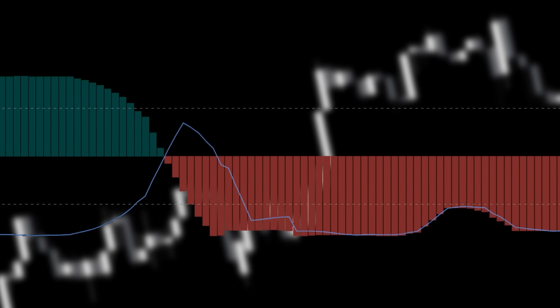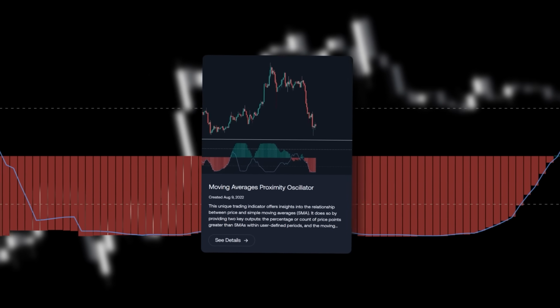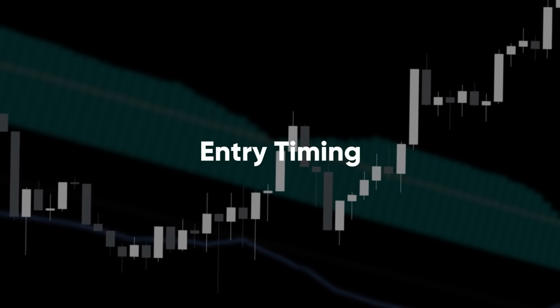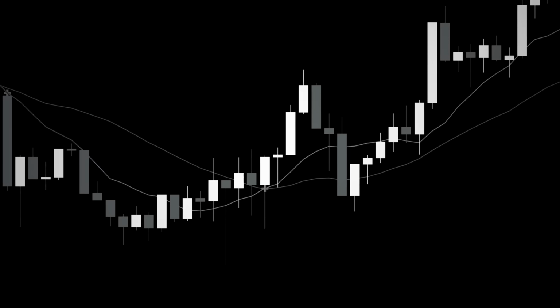And that's just one of the many ways you can use the Moving Average Proximity Oscillator, a smarter way to visualize trend strength, momentum shifts, and entry timing using layered moving average logic instead of cluttering your chart with endless lines.